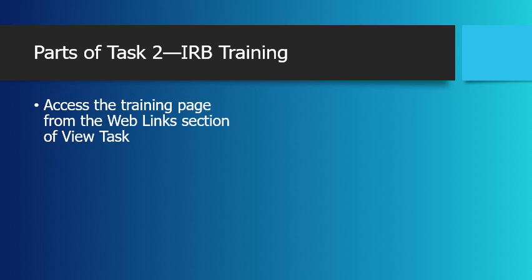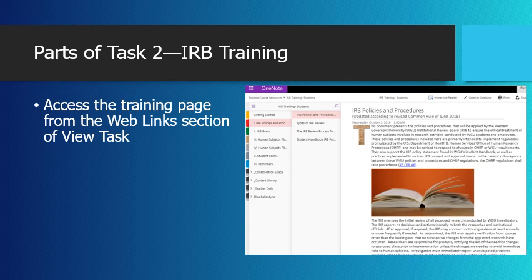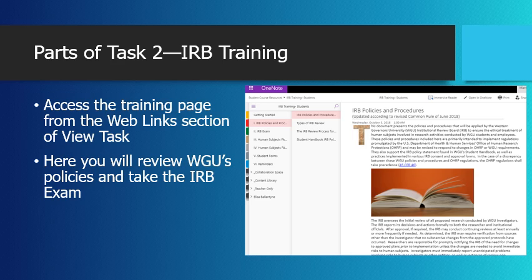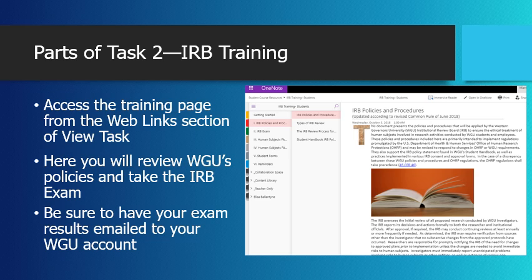Accessing the training page, you will get to that from the web links in the View Task. When you get to this page, you will see a lot of information. What you want to do is review WGU's policies and take the Institutional Review Board exam. They are all located here. Be sure to have your exam results emailed to your WGU account. That will be an option when you take the IRB exam.